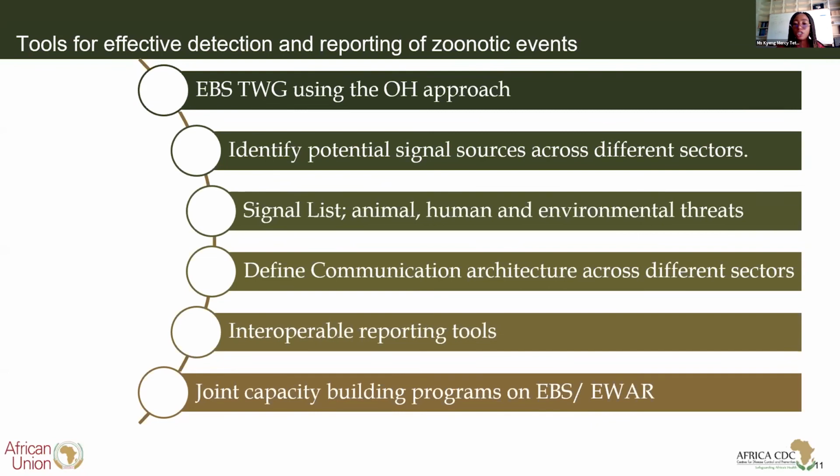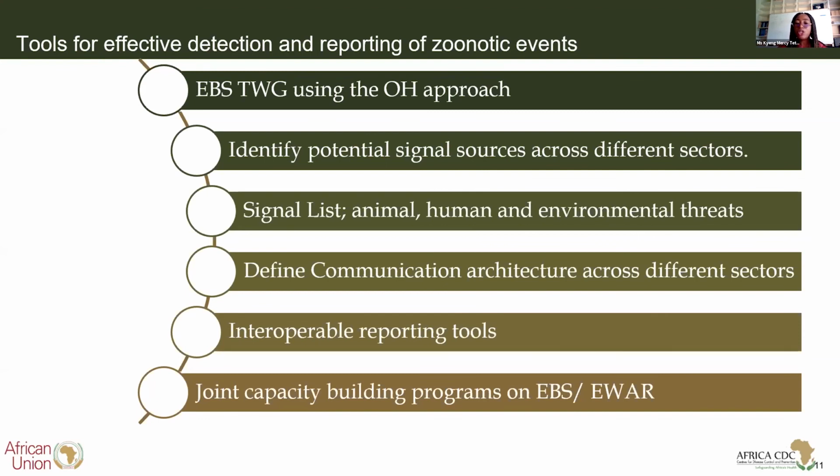And also define communication architecture across the different sectors. The human health already has a very defined and structured architecture for reporting. The animal is struggling, but again, the environmental sector at the community level really lacks some sort of this architecture for reporting. And this is something that we want to look into and strengthen even better.